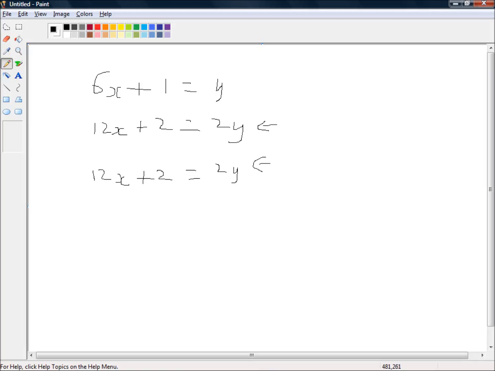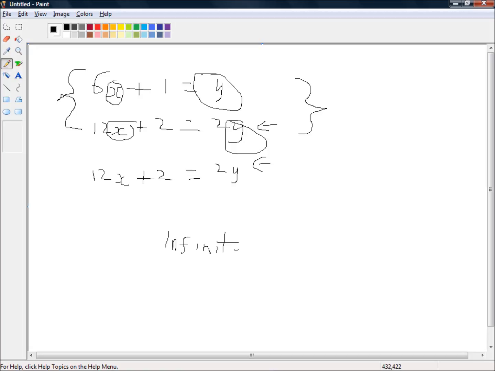So what we've got now is two identical equations. So this equation is the same as this equation. They're both the same equation. So we've got one equation, but we've got two variables. So we've got more variables than we have equations, so there are an infinite number of solutions.